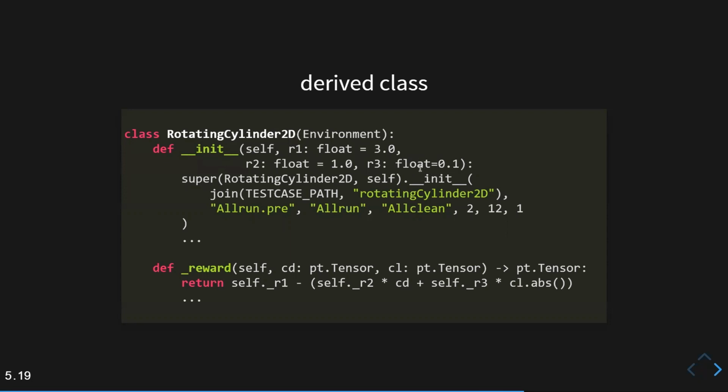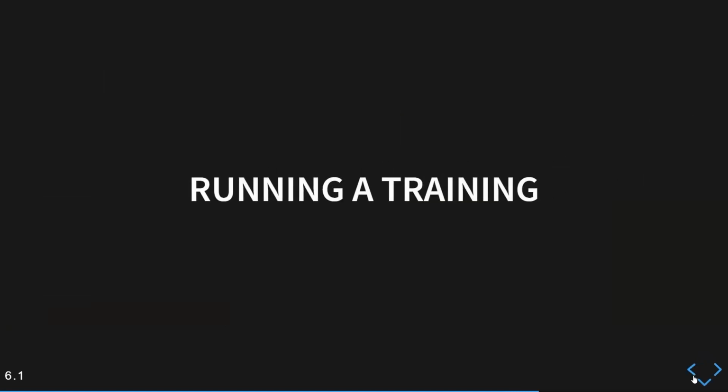Okay. And the most important part of this class is essentially the reward function that defines the control objective. Okay, so in this case, we have some constant minus some other constant times the drag coefficient plus some other constant times the lift coefficient. You can now play around with that to fine-tune your control objective. So that's essentially everything you need on the implementation side.